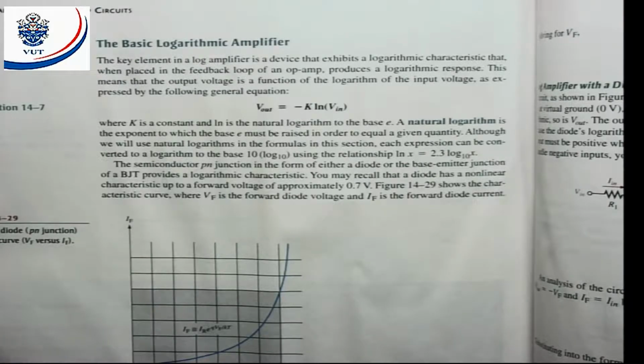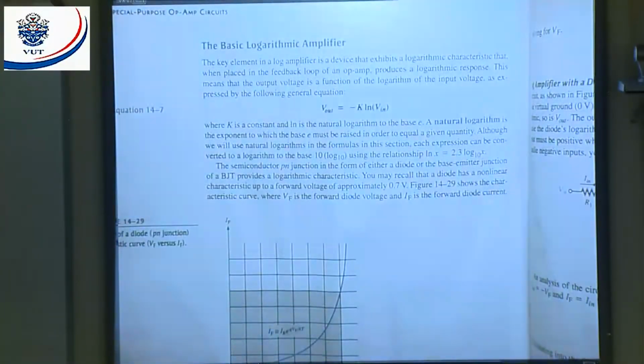The natural logarithm is the exponent to which the base e must be raised in order to equal a given quantity. Although we will use natural logarithms in the formulas in this section, each expression can be converted to a logarithm to the base 10, log10, using the relationship ln x is equal to 2.3 log10 x. All right, then that brings us to this characteristic curve of a P-N junction.